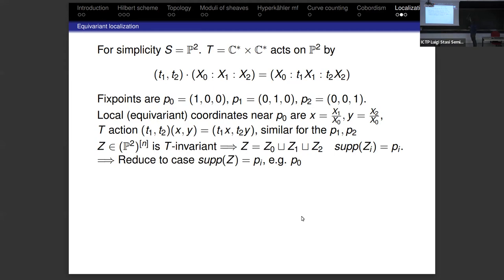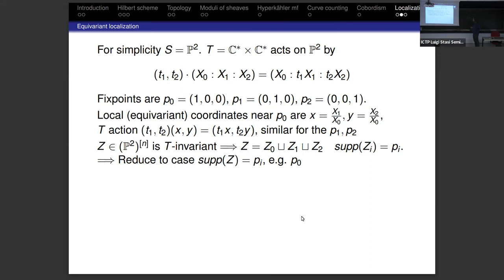Now, a subscheme in the Hilbert scheme of n points is T-invariant. If it's T-invariant under this action, obviously its support must be T-invariant. So it must consist of a subset of these three fixed points.